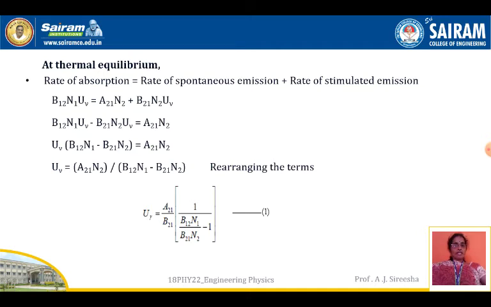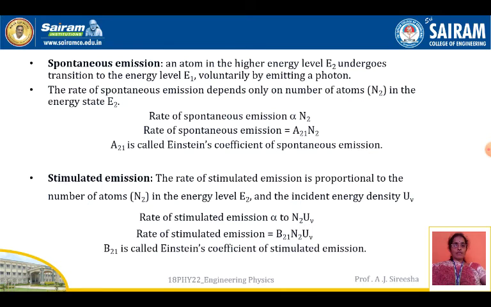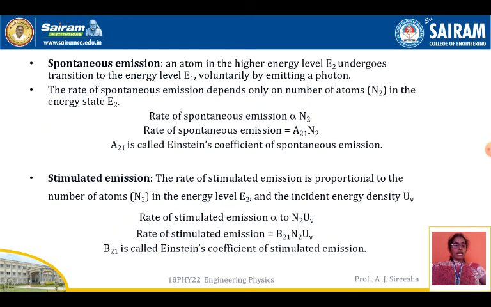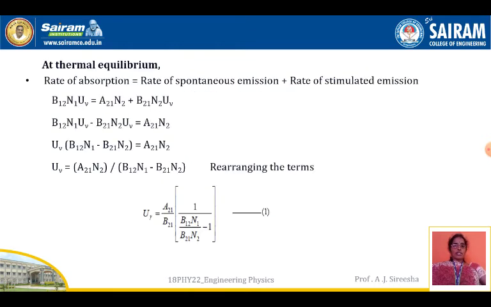That means whatever atoms go from E1 to E2 have to come back to the E1 state either by spontaneous emission or by stimulated emission. So from the equation, if you look at the previous slide, the rate of absorption is B12 N1 u nu, which is equal to A21 N2 plus B21 N2 u nu. This is the equation which we have framed in this slide. We have written that the rate of absorption is the sum of the rate of spontaneous emission and the stimulated emission.